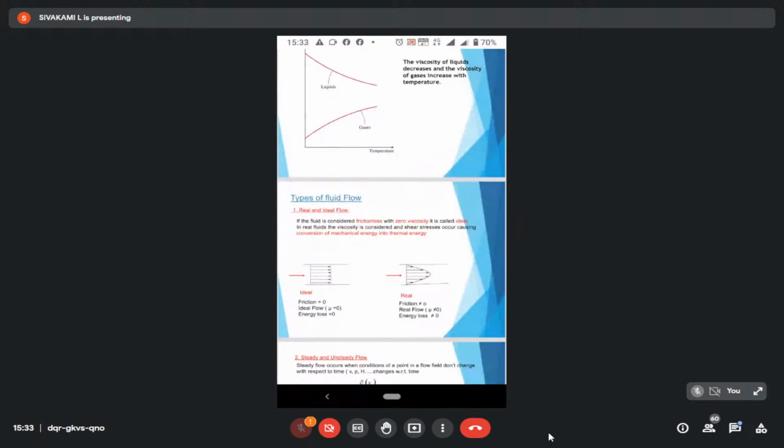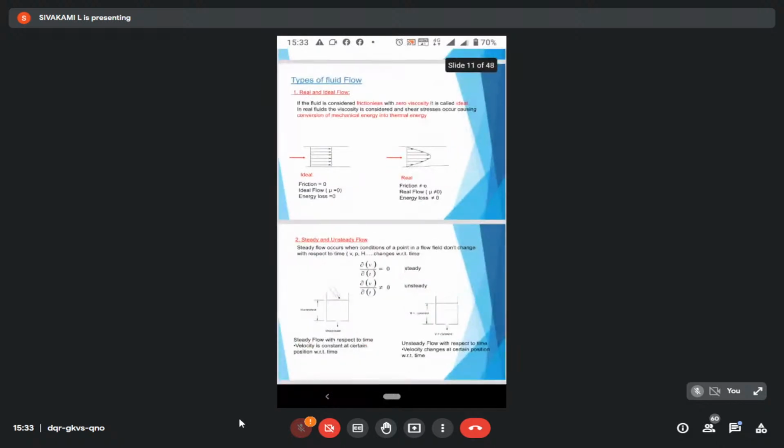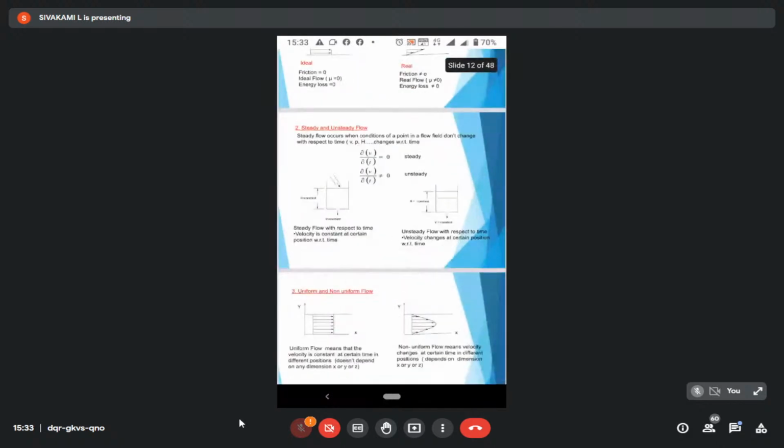Already I told you that ideal flow is nothing but equivalent to imaginary. If there is no movement, it is called ideal. So in a real fluid, your friction, energy loss, everything will exist.